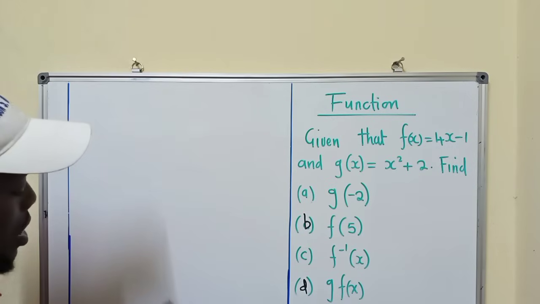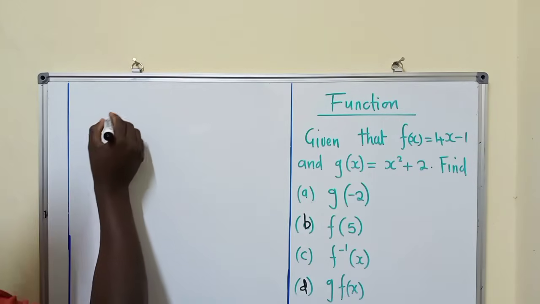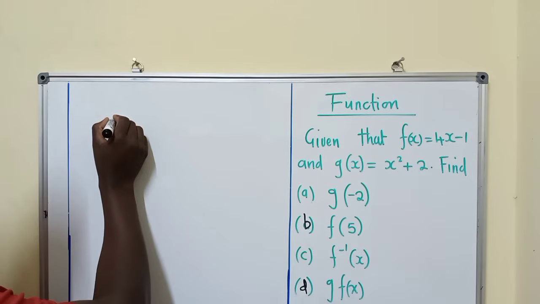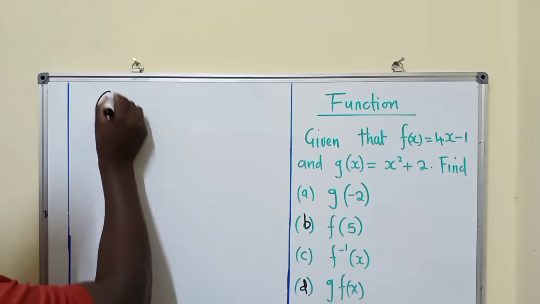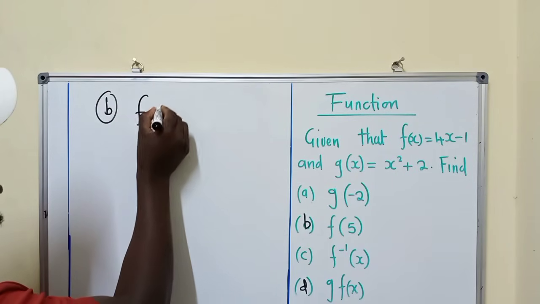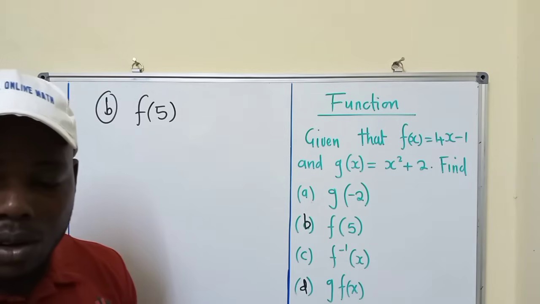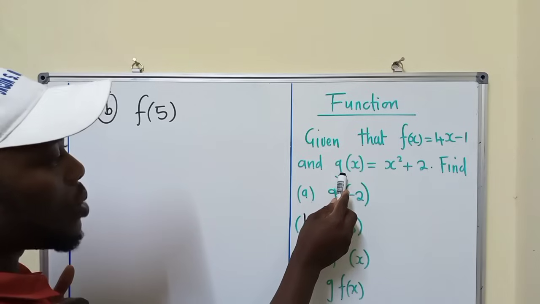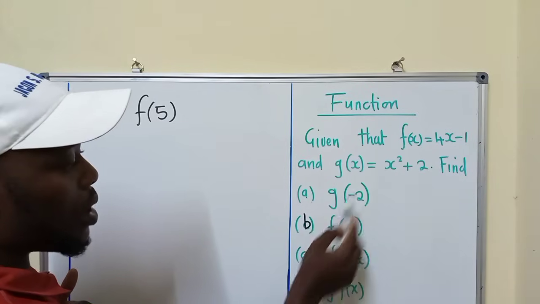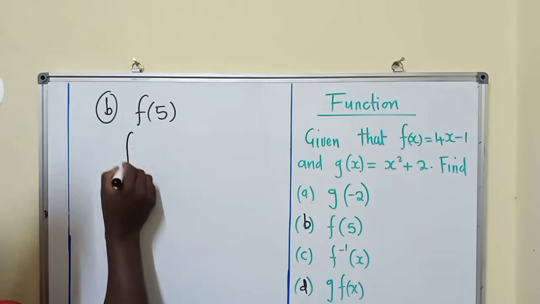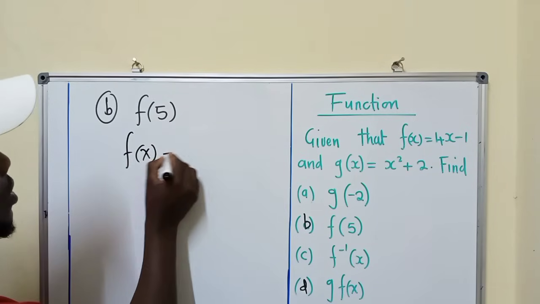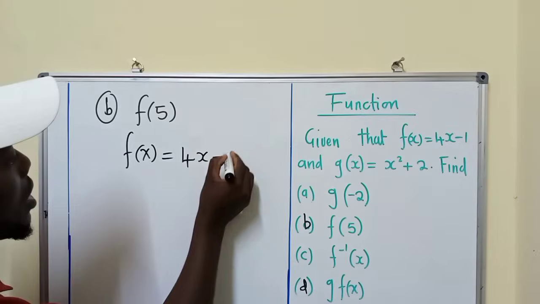So our B, look at this. They have given us to find what? This is B. They want us to find f(5). So what are we going to do? We'll just take that first one. This one, right? Because f. So we're going to say f(x) is equal to 4x minus 1.